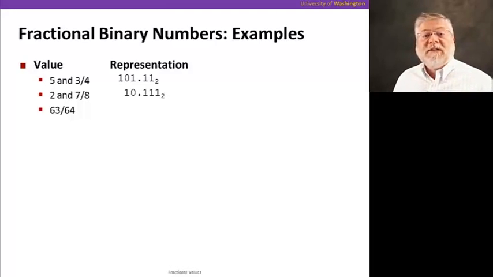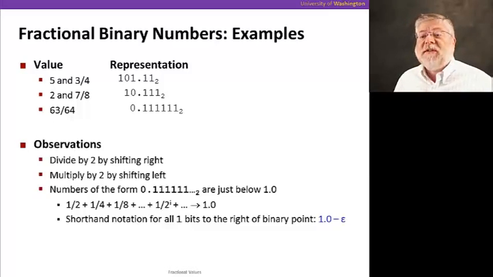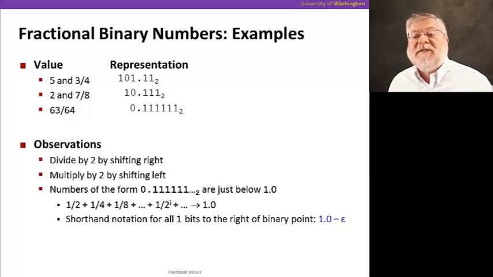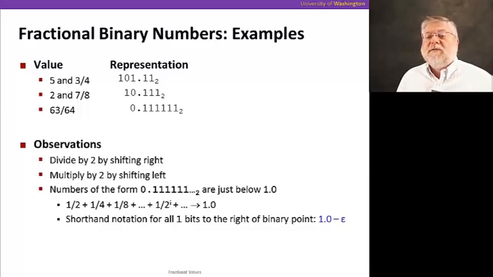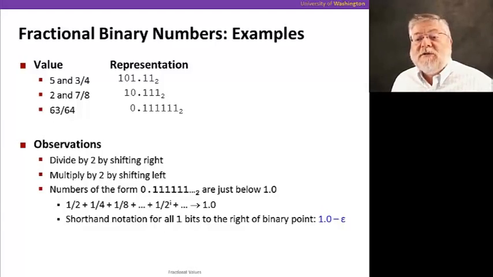For 63/64ths, there is no integer part to the number, so we have a 0 to the left of the binary point, and then a half plus a fourth plus an eighth plus a 16th, all the way down to get us to 63/64ths, and that's going to be the equivalent of 6 ones. So 0.111111.